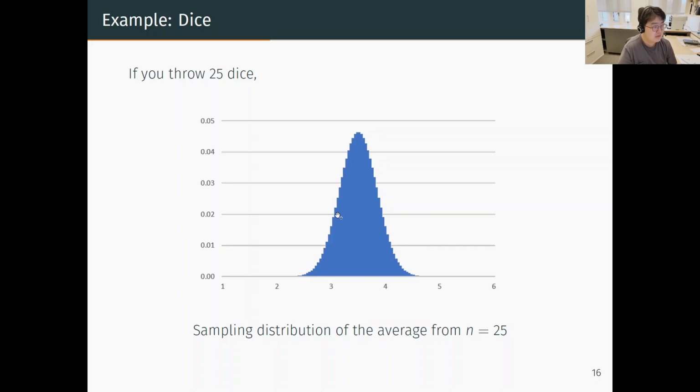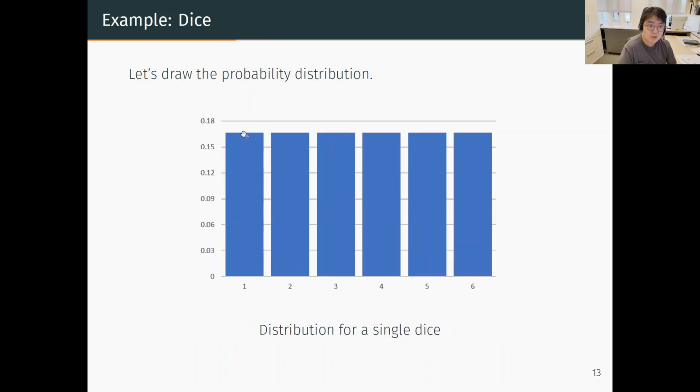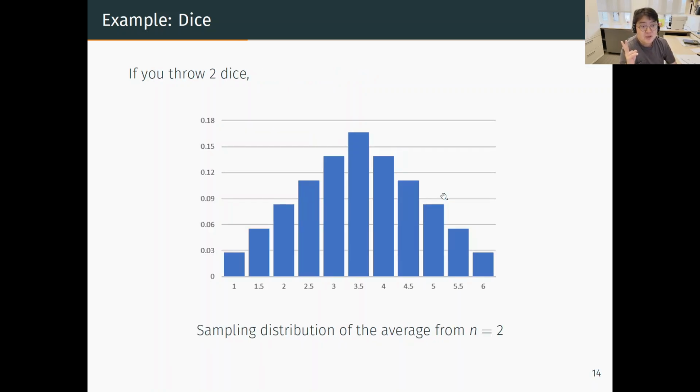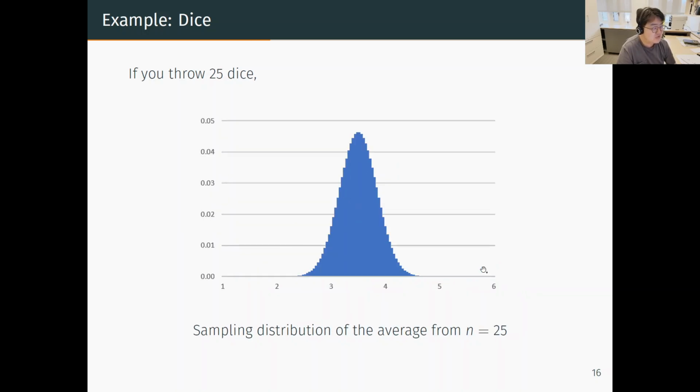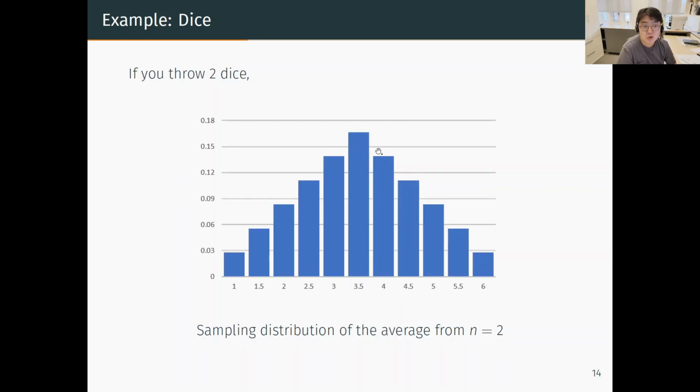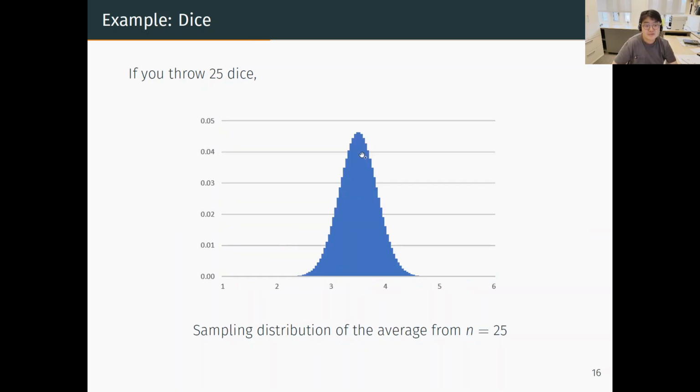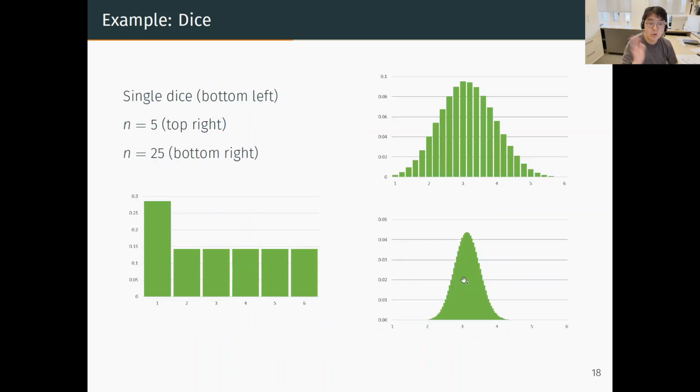So let's go back. As I said, here 1 and 6 are equally likely as the other numbers in a single distribution. But when you have 2 dice, already 1 and 6 are the least likely. That probability decreases relative to the center, right? That means more probability is concentrated near the center. The center has more probability than the tail as the number of dice increases.